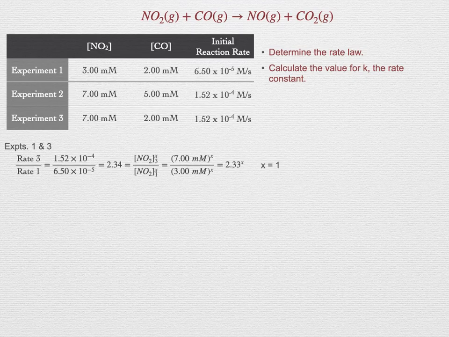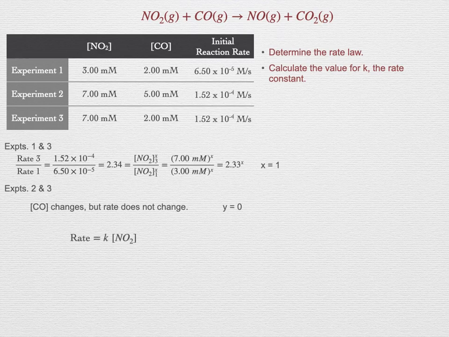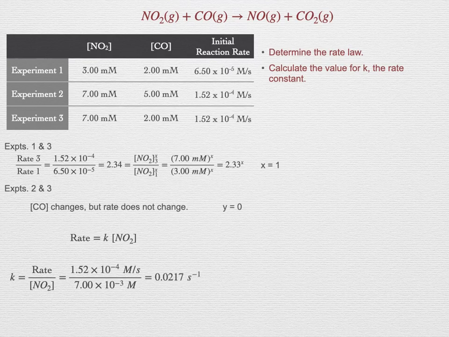So now, what about the other species, the CO? Experiments 2 and 3 should reveal the influence of the CO concentration, but the rate does not change. This indicates the exponent of the concentration of CO is 0. Anything raised to the power of 0 is just 1. CO does not appear in the rate law. Here is the rate law. It only depends upon the concentration of NO2 raised to the first power. The rate constant is calculated to be 0.0217 seconds to the minus 1.